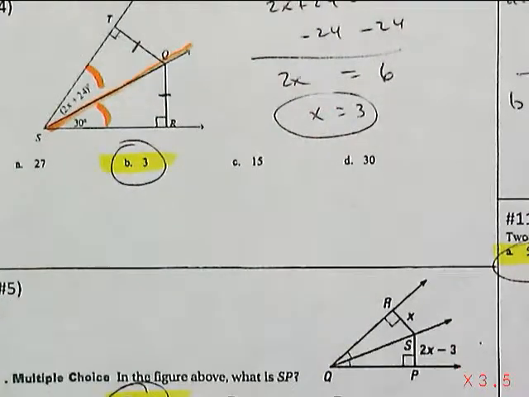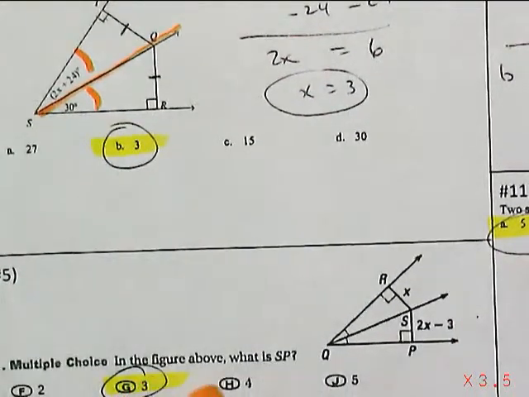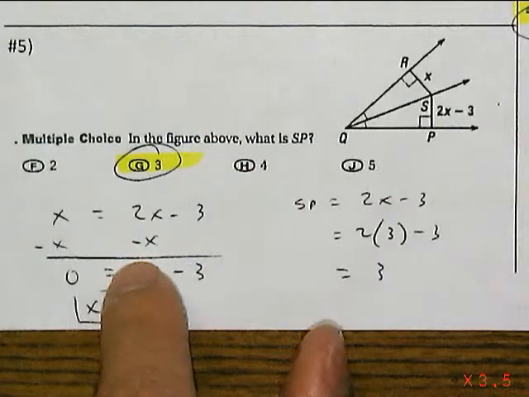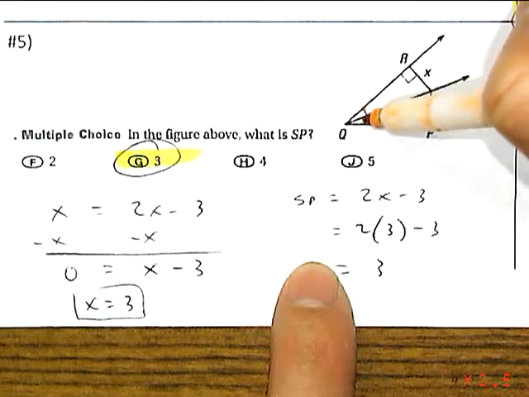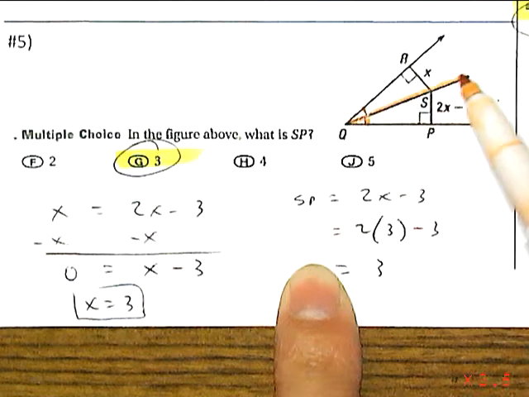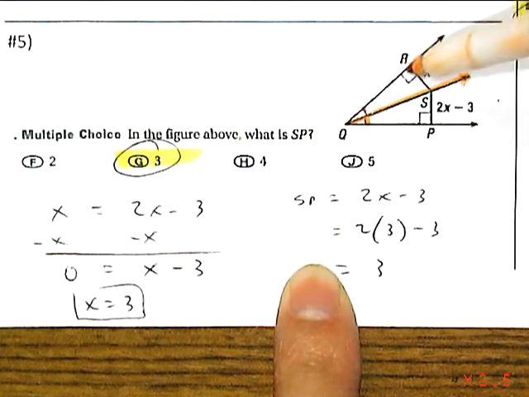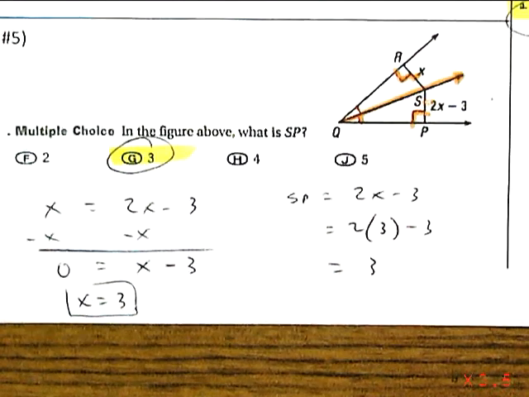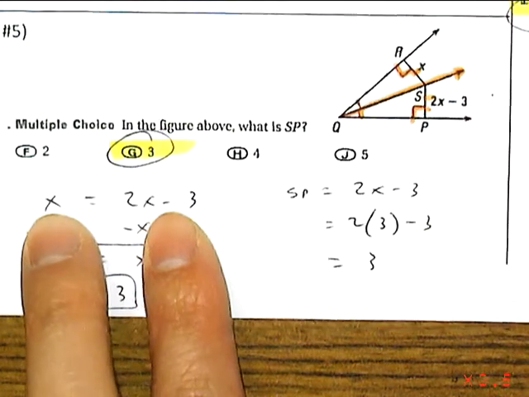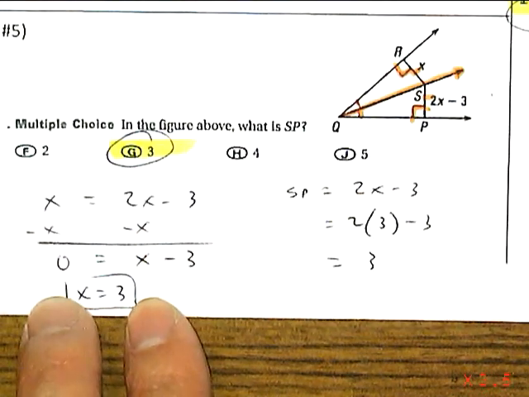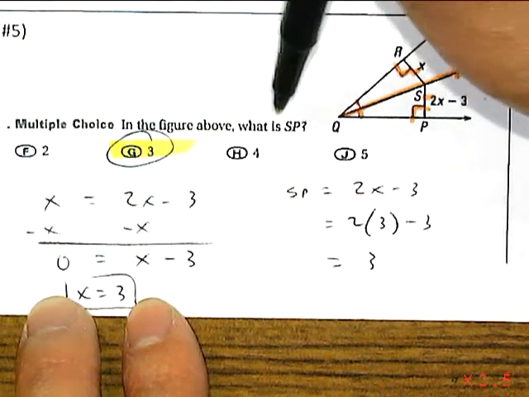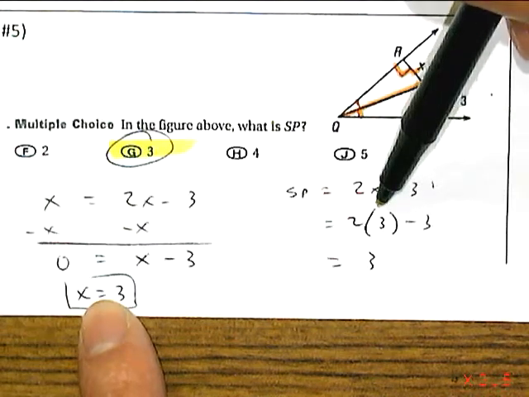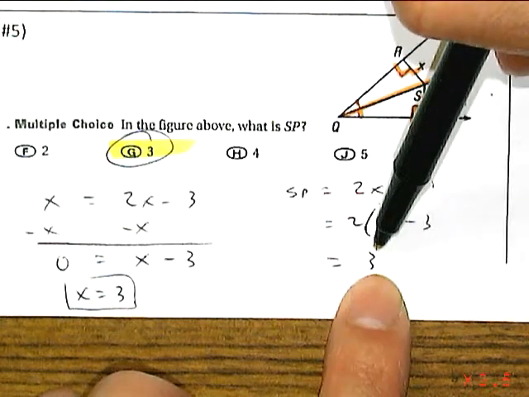Question number 5. In the figure above, what is SP? So, same thing. I know it's an angle bisector because I have those two marks. This means that this is the angle bisector. Therefore, they're measured perpendicularly, and these two segments are congruent. So x equals 2x minus 3 is my equation, and you'll solve to be x equals 3. But notice here it doesn't say what is the value of x. What is the value of SP? Well, SP is a length of 2x minus 3. Substitute in x equals 3, and you'll still get SP equals 3.